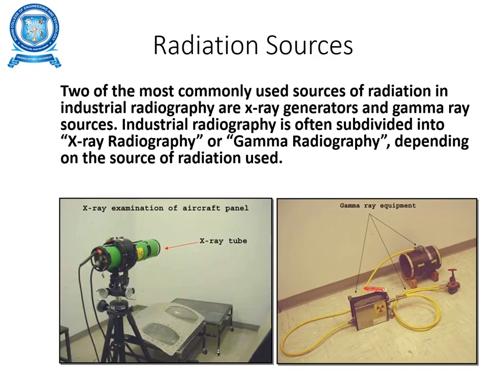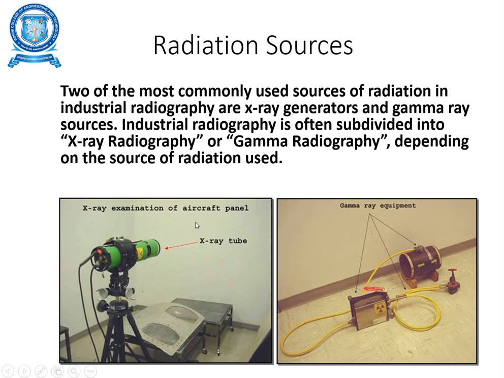So the first is the radiation sources. Commonly two sources of radiations in industrial radiography are X-ray generators and gamma ray sources. And this industrial radiography is often subdivided into X-ray radiography or gamma radiography. So this all depends on the source of radiations used.